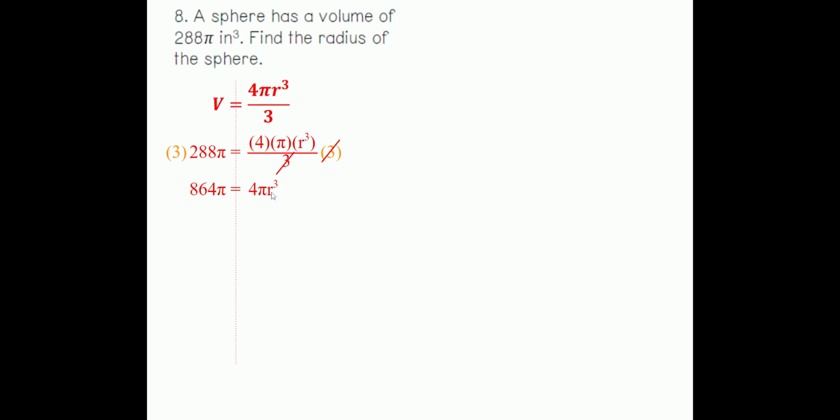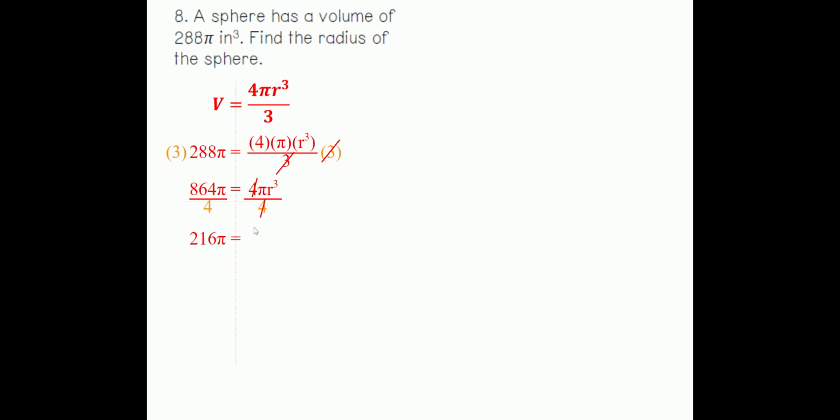Now, you're multiplying r cubed with 4 and pi. So what I'm going to do first is I'm going to do it step by step. I'm going to divide by 4, which allows me to cancel out the 4's. If I divide this side by 4, I'm going to divide that side by 4. Now, the reason I'm dividing is because 4 is being multiplied with pi and being multiplied with r. So that means if I want to get rid of the 4, I divide by 4, not subtract by 4. So on this left side, 864 pi divided by 4 turns out to be 216 pi.